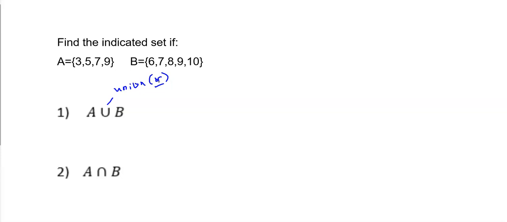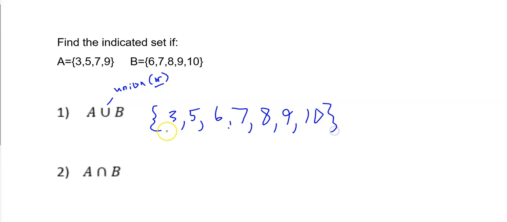So what would be in that set? The union of those two. So I need everything that's in A or anything in B. So really, that's pretty much everything. So 3, 5, 6, 7, 8, 9, and 10 would be the union of those two things. So it's got the 3, 5, 7, and 9. It's also got the 10, 9, 8, 7, 6, right? So it's got both of them.